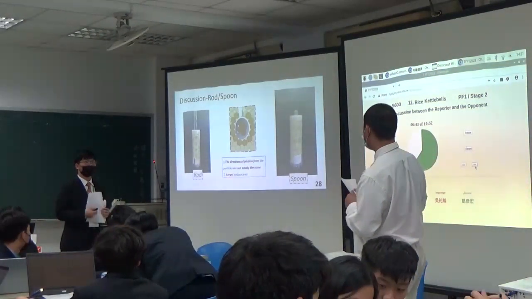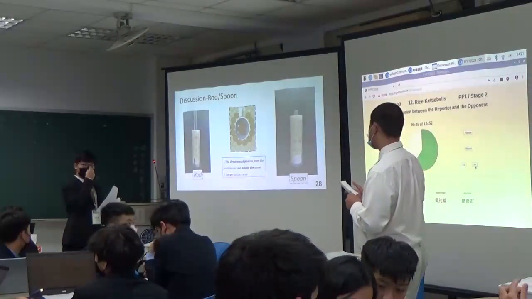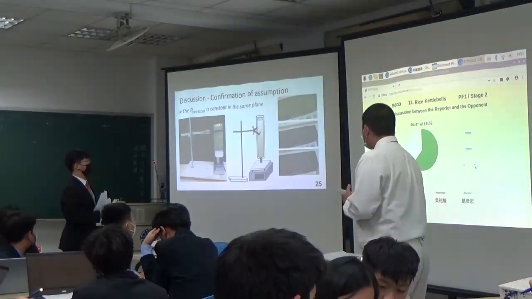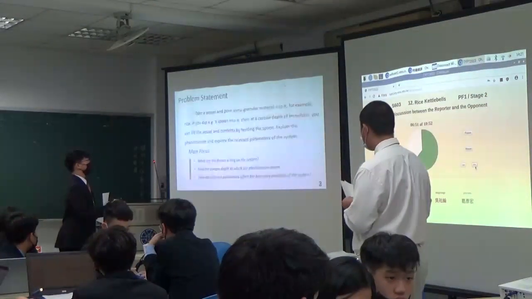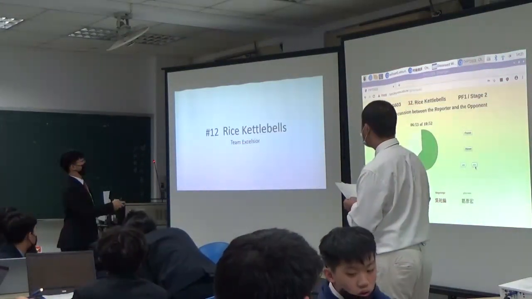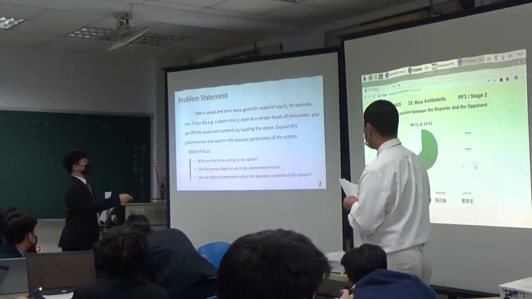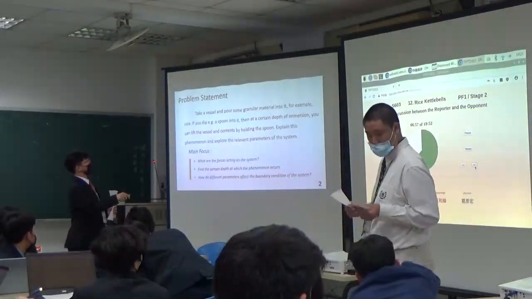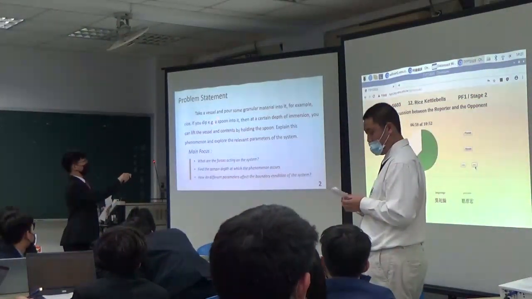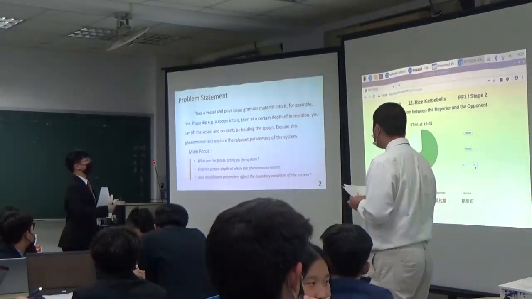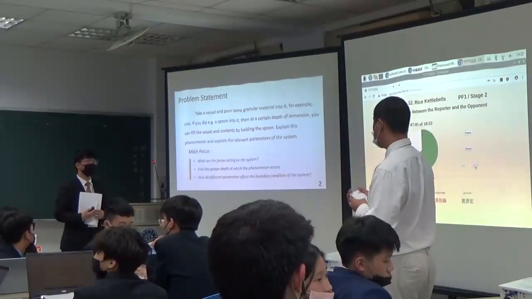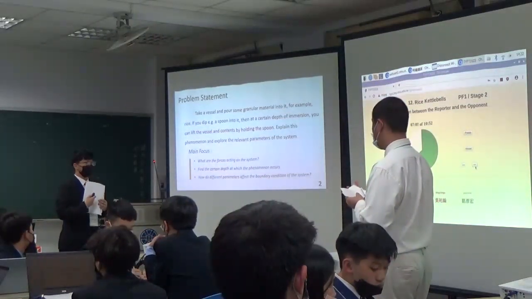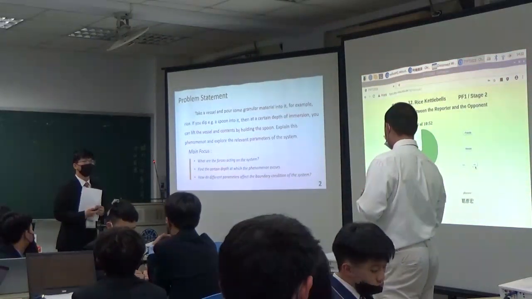Why do you choose to use a rod at the beginning of your experiment? Since the rod is easier to consider. And the problem statement has also mentioned holding the foot, for example, holding a spoon. So I think different objects might be an important variable or parameter that we should include in our experiment.